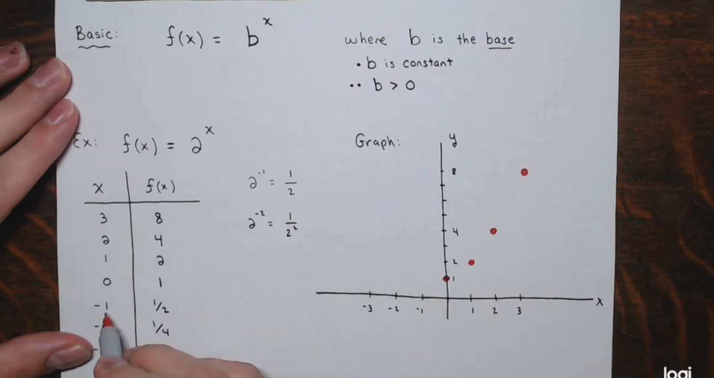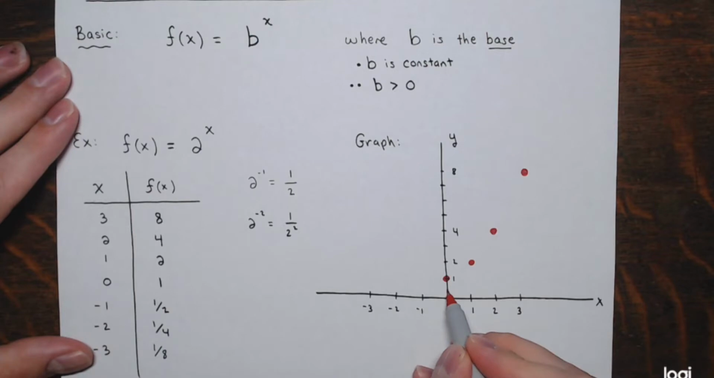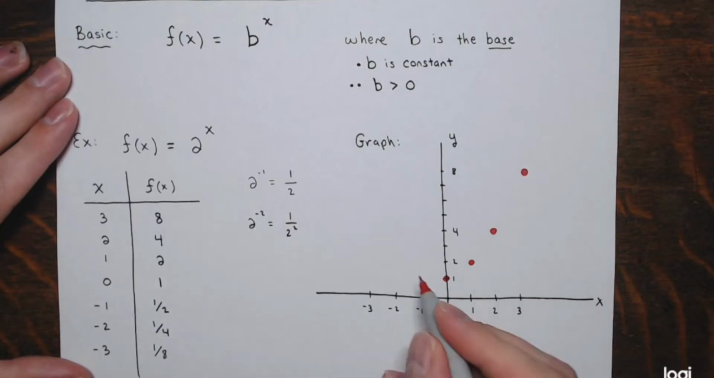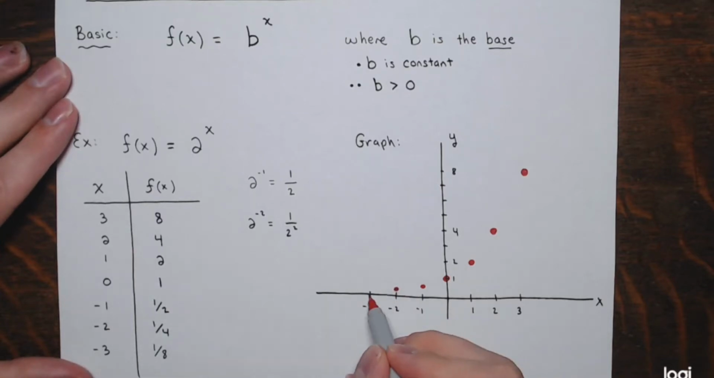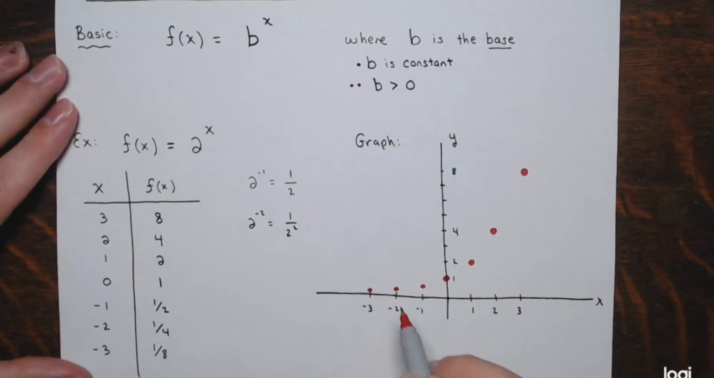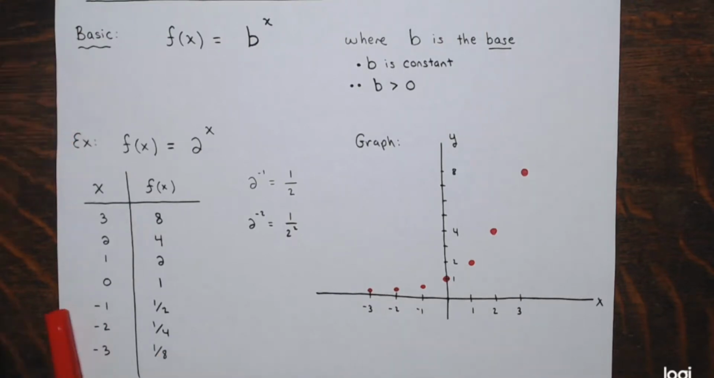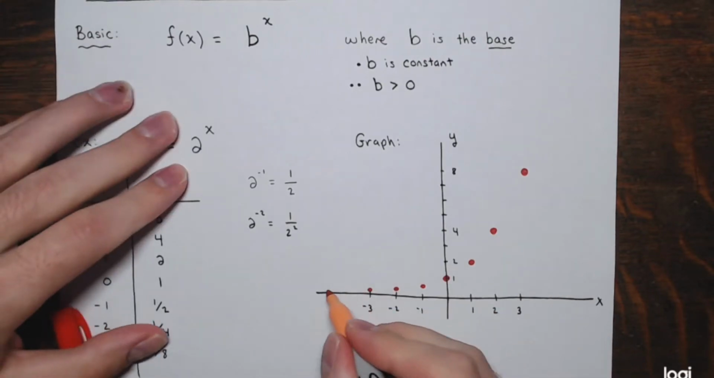And -1, 1/2. So here's a half here. And then -2, 1/4. So half of that. At input -2, output 1/4. Then -3, 1/8. Now 1/8 is half of 1/4. That'd be like here. All right, and you see the curve forming? It'll be looking like this.